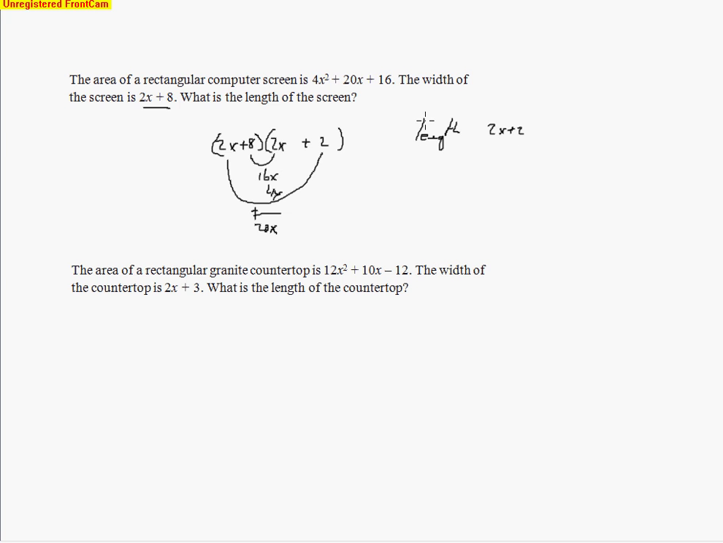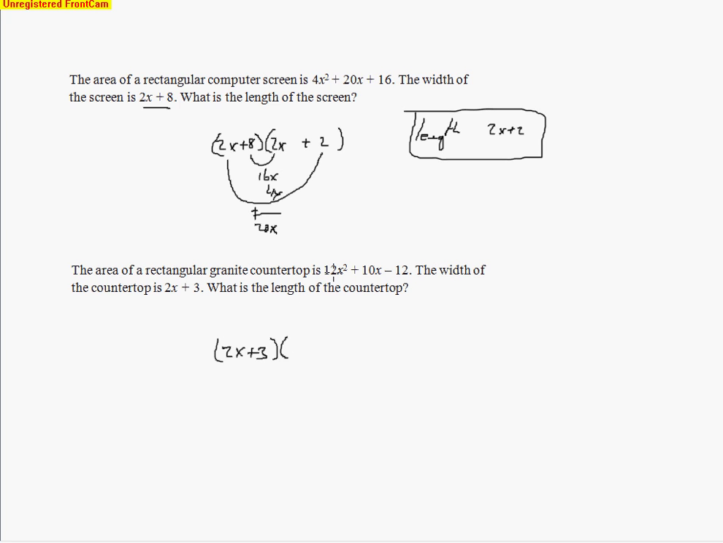Again, if you had to find the length and the width, then you're just going to have to factor the whole entire thing. So let's practice that with this one here. We've got another one that gives us a rectangular granite countertop is this expression. It gives us the width. So if we didn't have the width, we'd have to find both. So in this case, again, you can make the factoring easier, take out the common factor of 2 if you needed to. But in this case, since they gave us the 2x plus 3, we'll go ahead and use it.